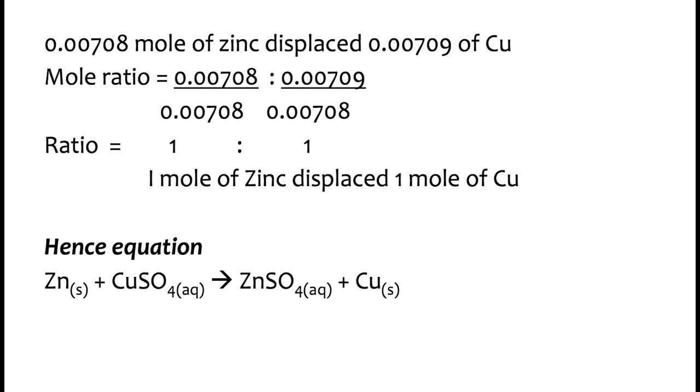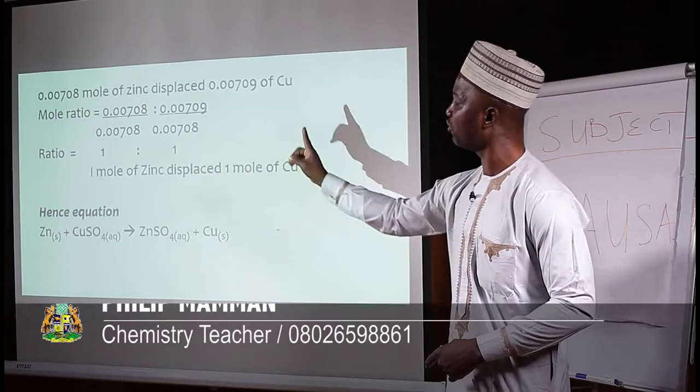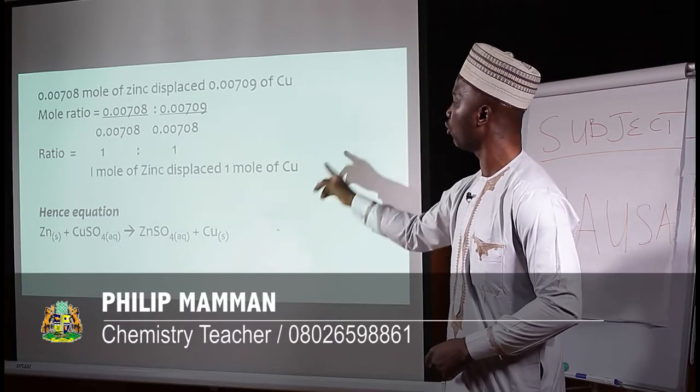So we say 0.00708 divided by 0.00708, and we say 0.00709 divided by 0.00708. We obviously arrive at the answer 1:1. And by implication, it means that 1 mole of zinc displaces 1 mole of copper.